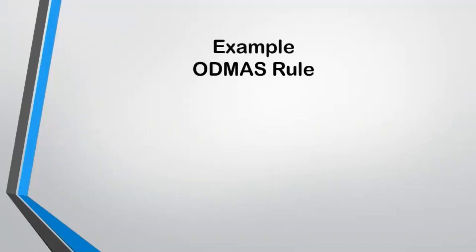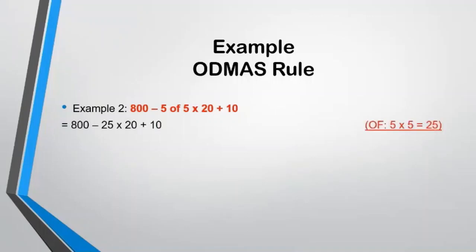Now we will learn more about the ODMAS rule with an example. 800 minus 5 of 5 into 20 plus 10. First, we will do the OF operation, which stands for O, and it is first in the rule. So that simplifies the expression to 800 minus 25 into 20 plus 10. Then we will do multiplication.